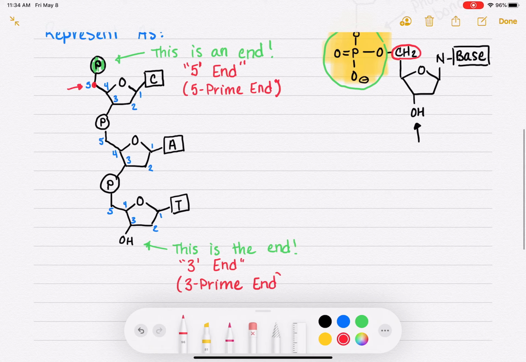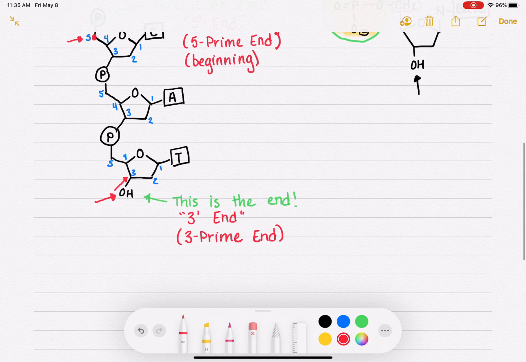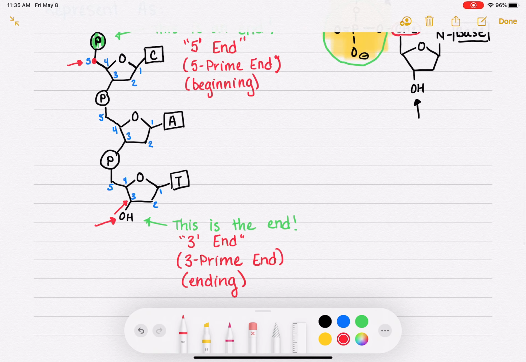And why is it a 3 and not a 1? Well, it's referring to this being the end. The OH group is the end, which is attached to carbon number 3. So the 5' end and the 3' end represent the beginning and the ending. The 5' end is the beginning of the nucleic acid, and the 3' end is the ending of the nucleic acid. When we write a nucleic acid in a molecular formula type notation, then we will always write it from left to right, 5 to 3.